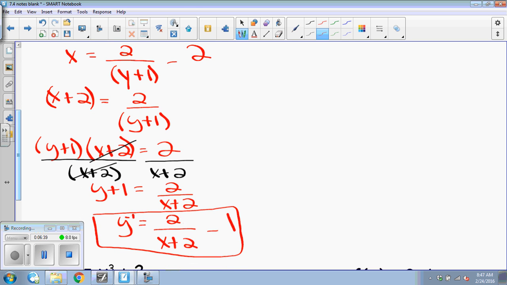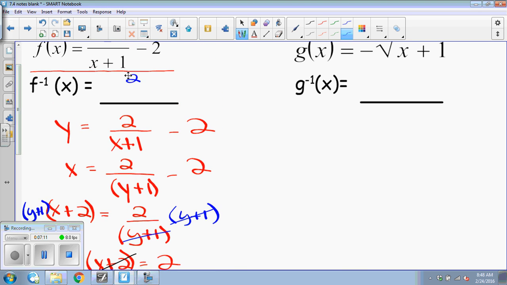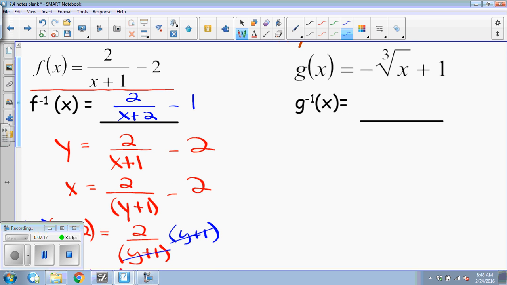Okay, so we multiplied both sides by y plus 1, and that got y plus 1 out of the denominator. Then we divided both sides by x plus 2 to get y plus 1 by itself. And then to get y by itself, we just subtracted 1 from both sides. It's just mathematical manipulation. And so the inverse is 2 over x plus 2 minus 1. This was the original function that they gave us, and this was the inverse that we found.